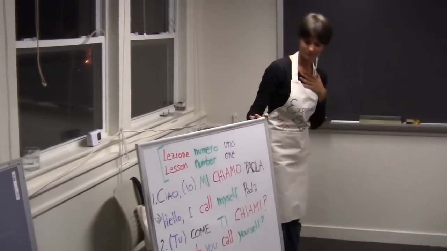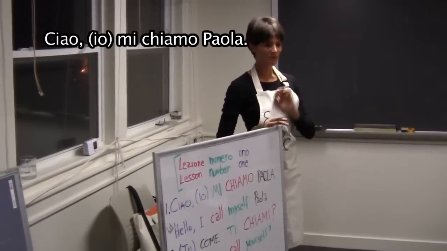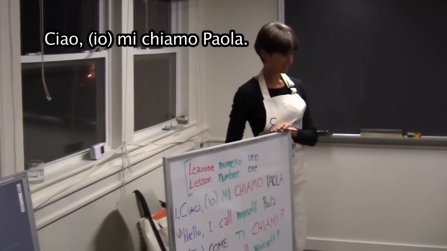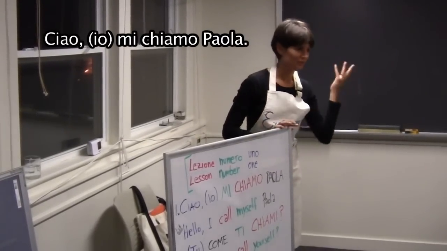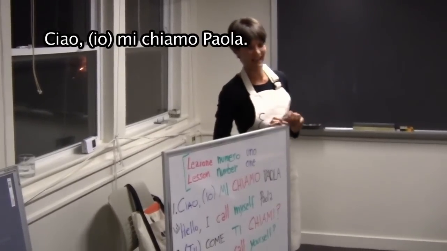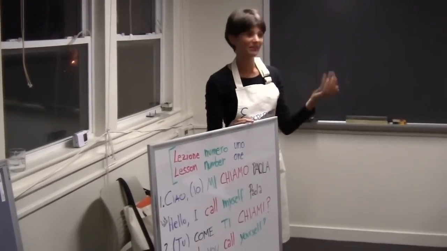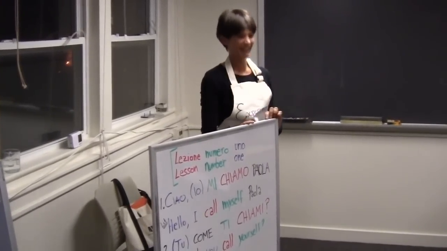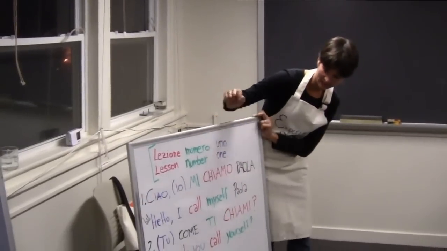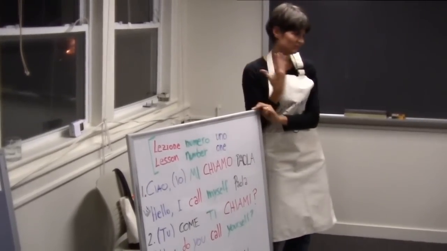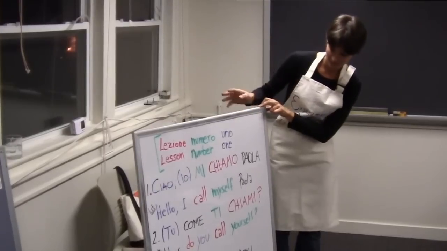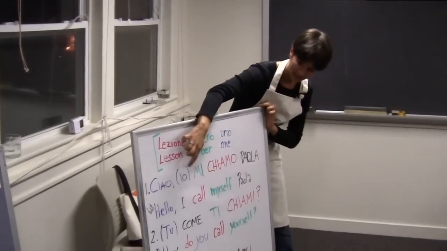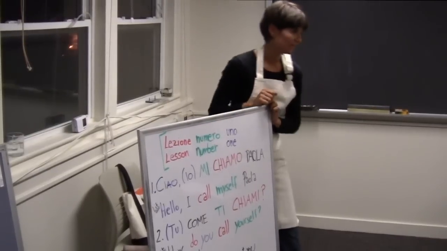Mi chiamo Paola. Try to repeat with me. Mi chiamo, and then you say your name instead of my name. Actually, you can also say Paola. As you see, literally, it means, hello, I call myself Paola. So my name is, or I'm called, something like this. And typically, we do not put the subject.